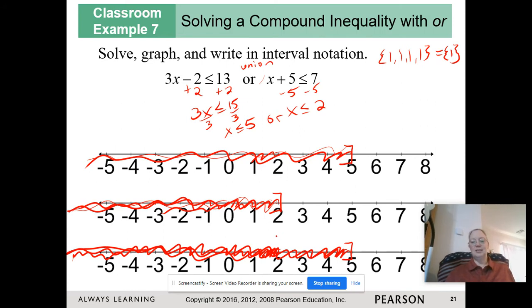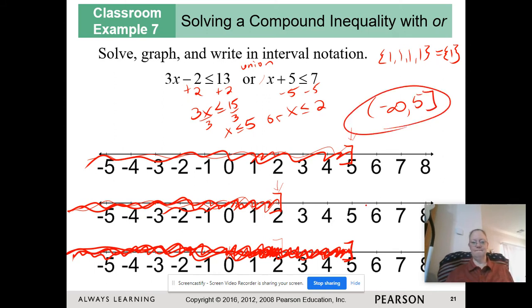I will have students ask me, well, don't I need this bracket on the 2? The answer to that is no. We only put brackets or parentheses at the end of the shading. And because this shading keeps on going until we get to our 5, we're going to put the bracket on the 5 and not on the 2. We don't put brackets or parentheses in the middle of the shading. They only go on the ends. So my answer in interval notation would look like that.